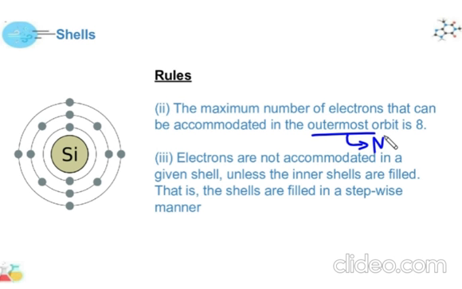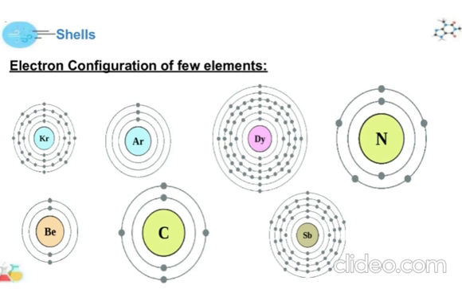Electrons are not accommodated in a given shell unless the inner shells are filled. So firstly, you can't directly go to the N orbit. First you have to fill K, then L, then M, then N. The shells are filled in a stepwise manner. Here is the electron configuration of a few elements like nitrogen, argon, carbon, beryllium. Here are the electronic configurations, showing how many electrons we put in which shell.